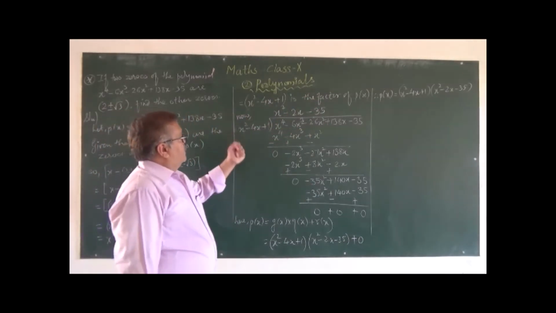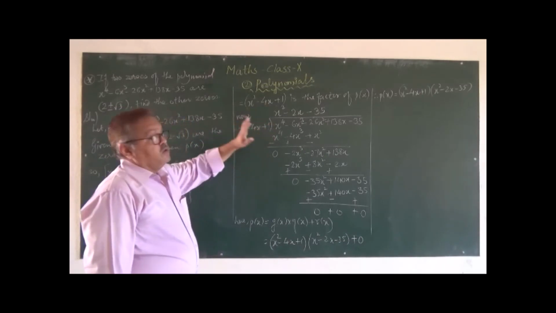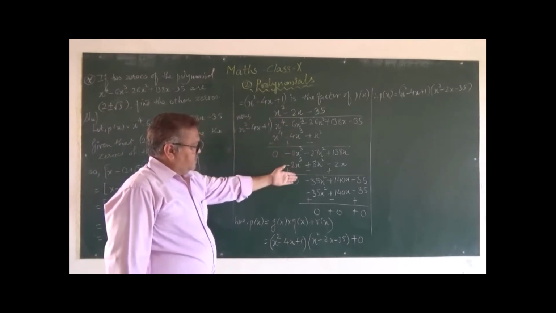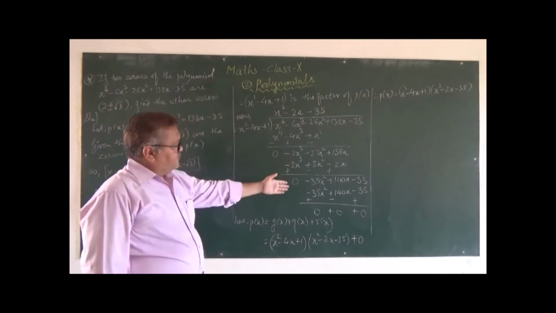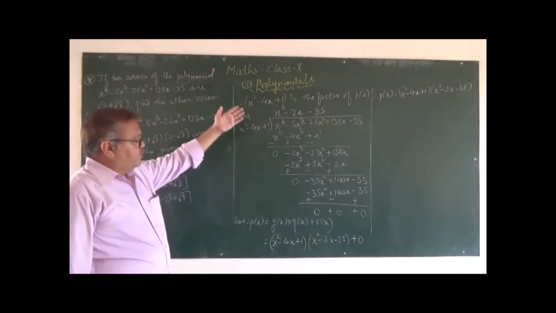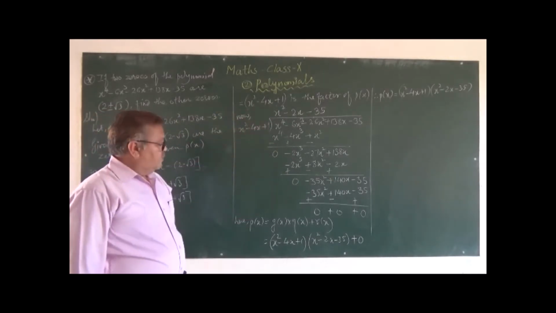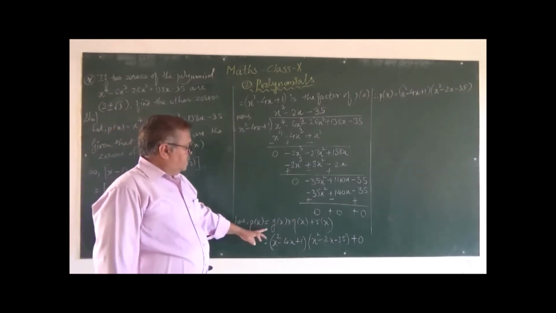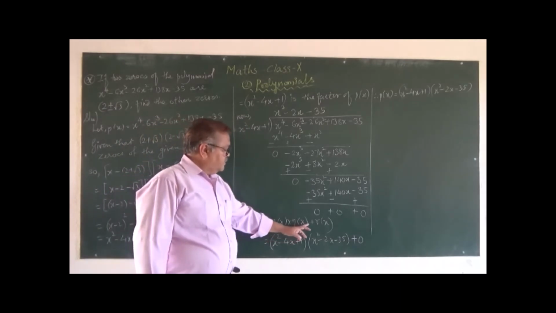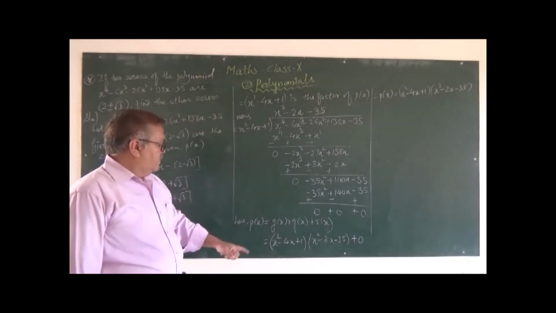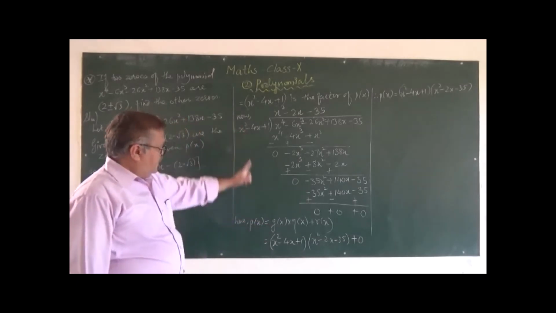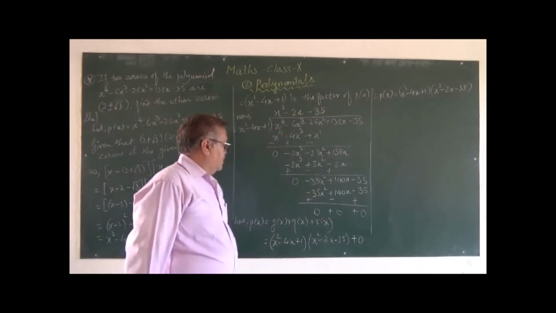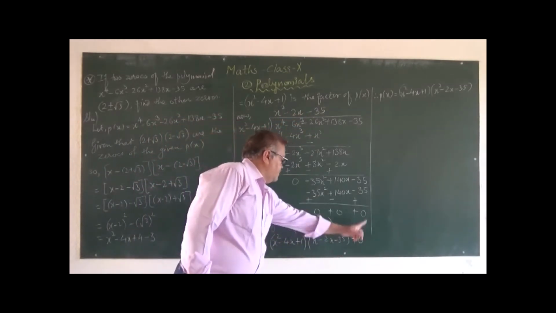So now divide the given polynomial by this to get the other zeros. Here is the simplification. You can see carefully, as we have studied in 2.2. This is nothing but the division algorithm and how to divide. So finally we get P of x is equal to G of x into Q of x plus R of x. This is the division algorithm. What is G of x? The divisor, x square minus 4x plus 1. What is Q of x? x square minus 2x minus 35. And what is the remainder? 0.